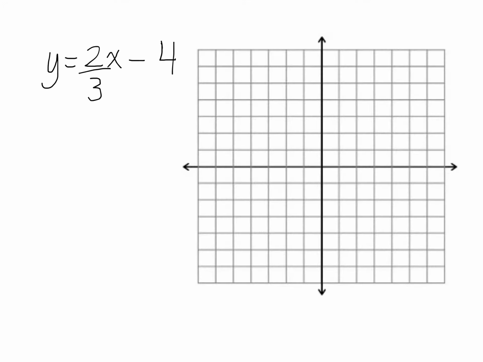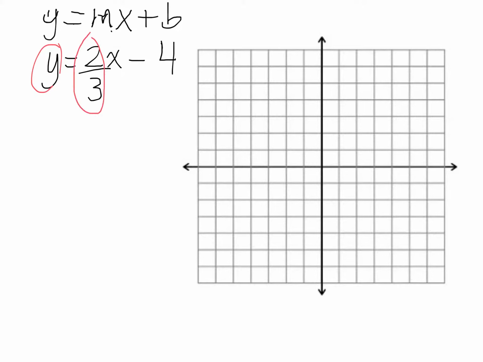Now, I've given you an equation. Is it in the form y equals mx plus b? Yes, it is. So write that on top of it. So it's in the form y equals mx plus b. It's in this form because y is isolated. It's by itself, right? What is m?